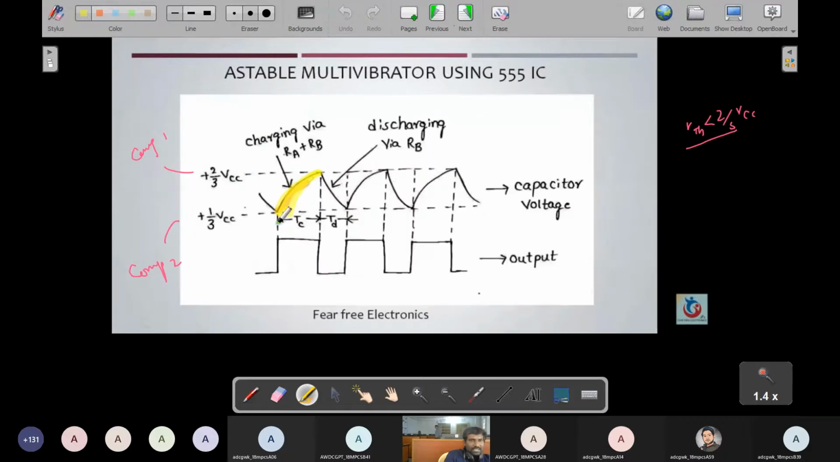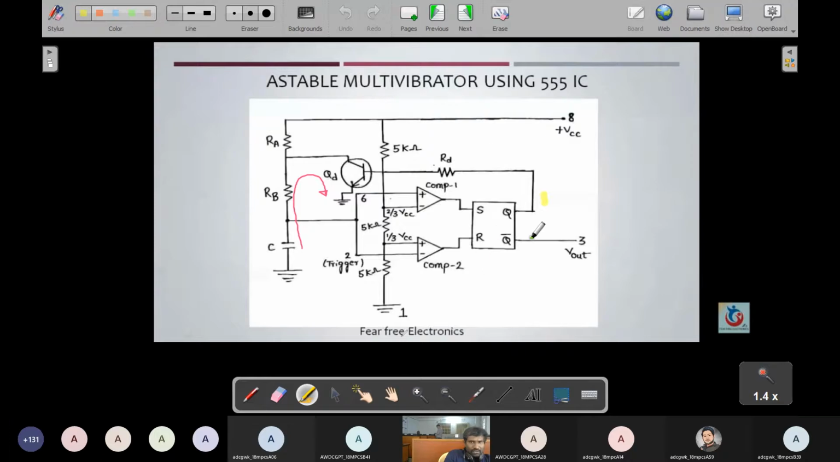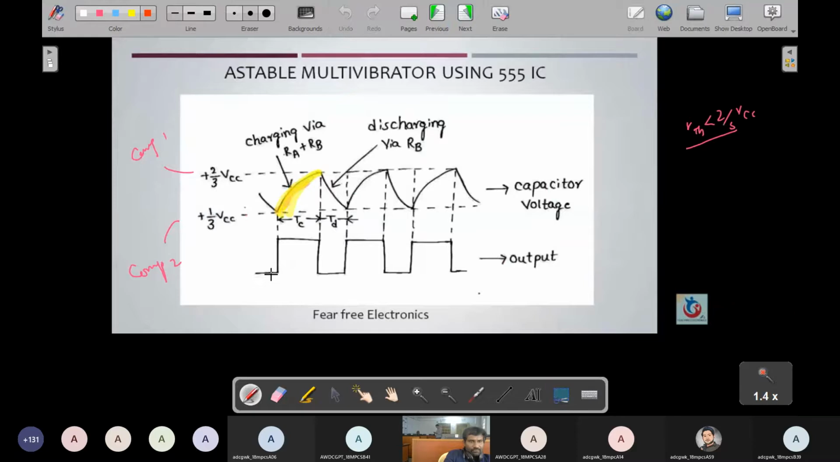In this process, until then it is charging, and it stays in the high condition. Previously, the output starts from 0 onwards. In the first case, it is 1 and it is 0. At the time of activation, your Q value is 1 and your output, Q bar, is 0. So that means your output wave starts from the 0 level. So this is the present 0 level.